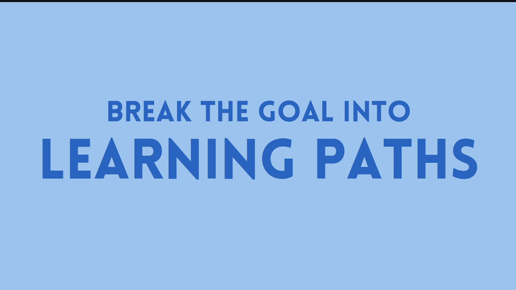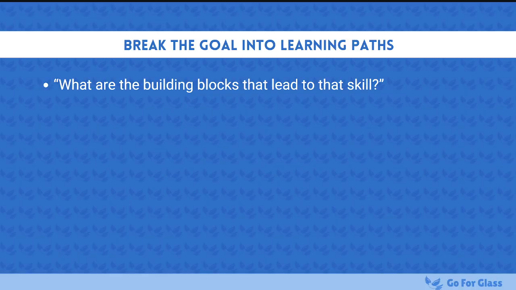Second, break the goal into a learning path. Let's say the goal is for the student to build a basic marketing strategy. You might break that down into 3 steps. 1. Understand the target audience. 2. Select the promotional mix. And 3. Connect it back to business goals.